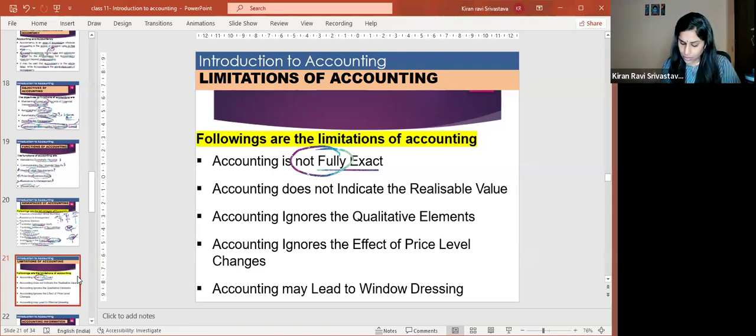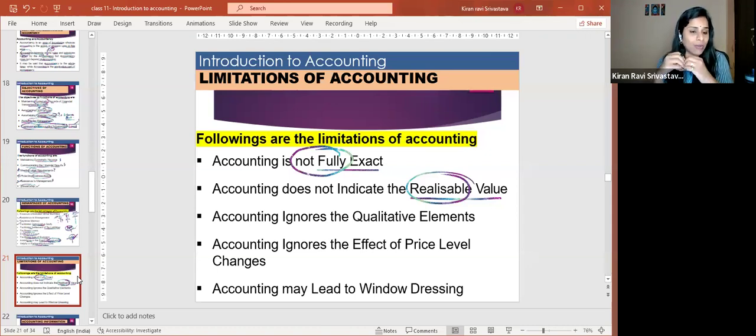Then accounting does not indicate the realizable value. Now, what is realizable value? Realizable is a resale value. Okay? Because when we do accounting principles, one of the principles says that all the assets are recorded at cost value, historical cost value, which means when we purchase assets, for example, today I go and purchase a computer for my business, and that computer's cost was 50,000 rupees. So today I will be recording it in my balance sheet under the asset side at 50,000.